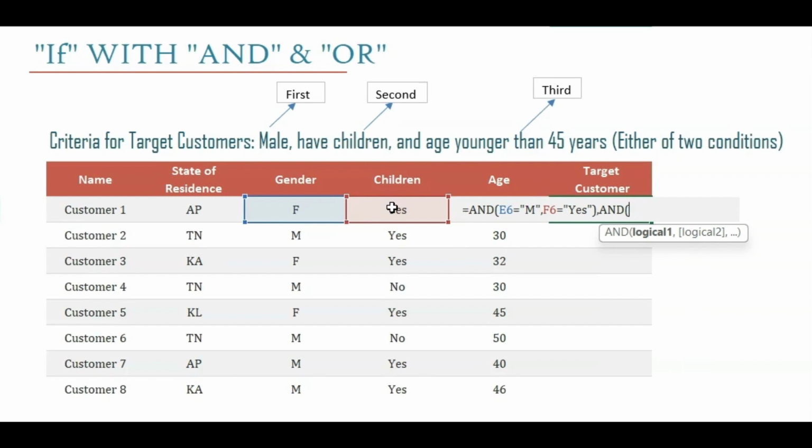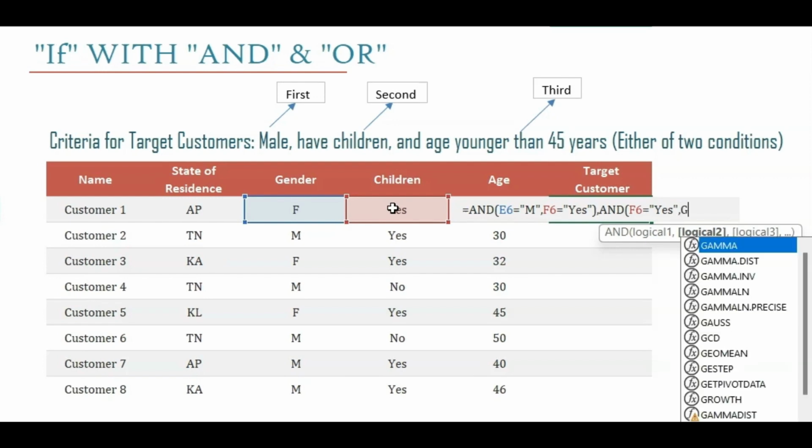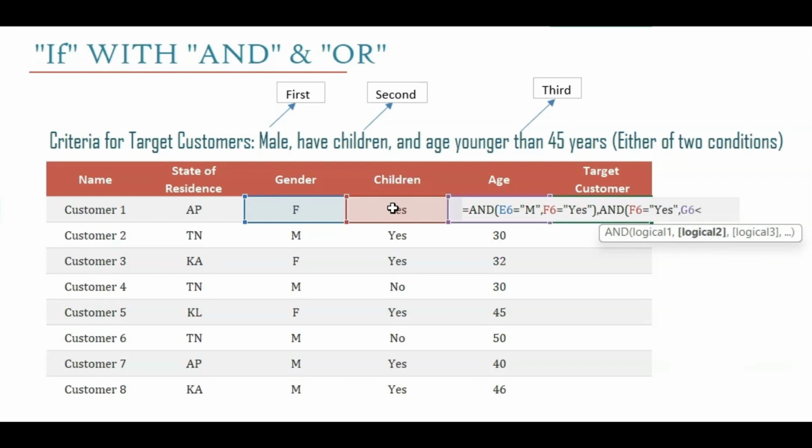The second condition would be the customer having children and age younger than 45 years. And the third condition would be the customer is a male and age younger than 45 years.